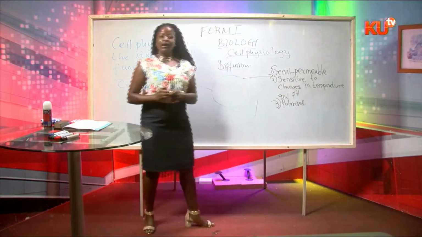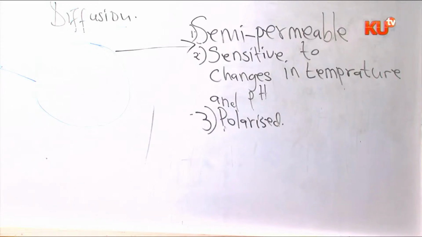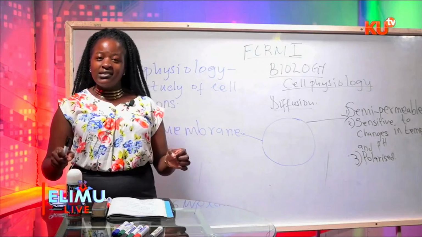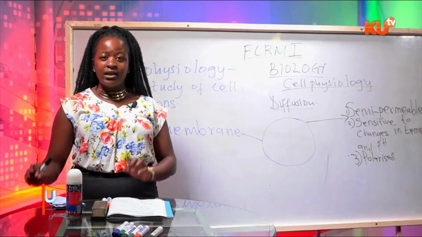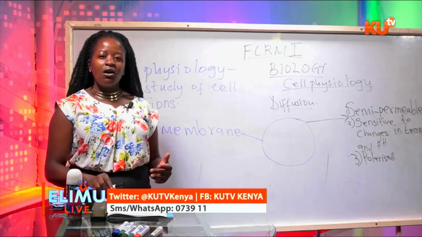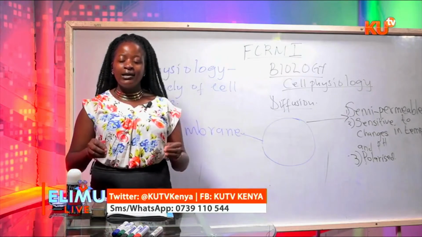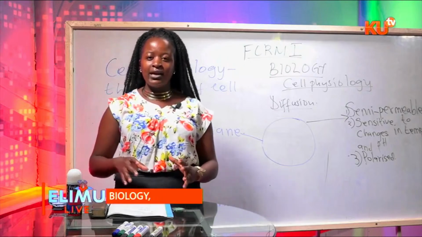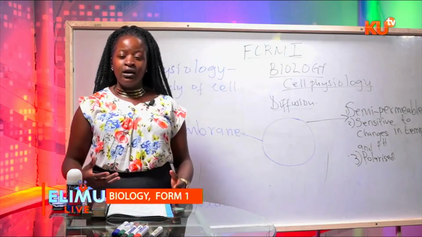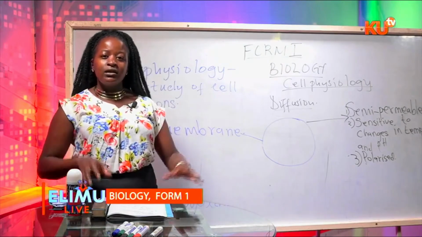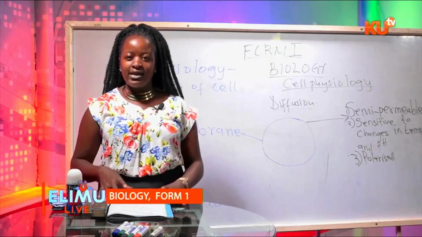So the main characteristic of the three is that it is semipermeable. The word permeable means it can allow materials to get through. Semi means that it can only allow some materials to get through. So being semipermeable means the cell membrane selectively allows some materials to get in and out of the cell.